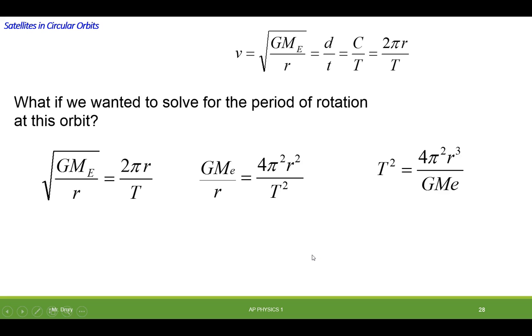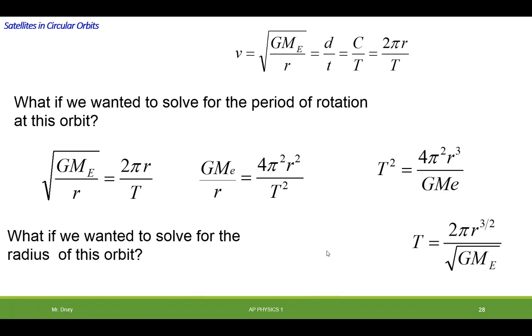To find an expression for period, I had to take the square root of everything. If I take the square root of this, the 4 becomes 2, the pi squared becomes pi, r cubed becomes r to the 3/2, and the square root of the rest is just the square root of it. I could also take this same expression and solve it, if I wanted to, for the radius.